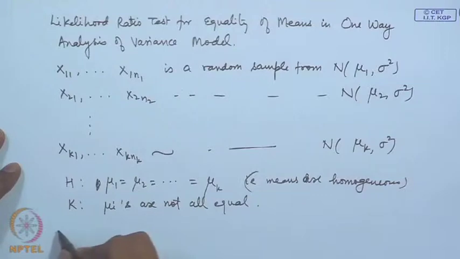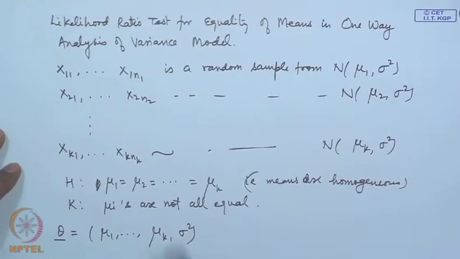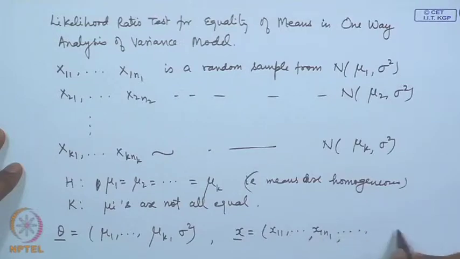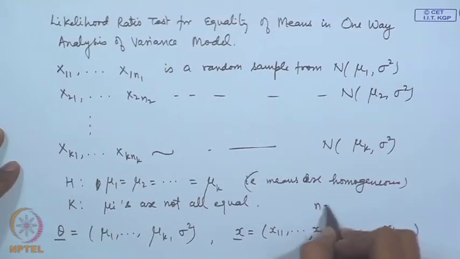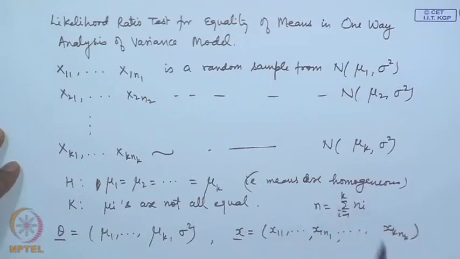Now, let me introduce some notation. Theta is now mu 1, mu 2, mu k, sigma square. So, it is k plus 1 dimensional. I will use the notation x for x 1 1 and so on, x 1 n 1 and so on, x k n k. All the n 1 plus n 2 plus n k observations, that is sigma n i, I am calling n. These observations I call as x.